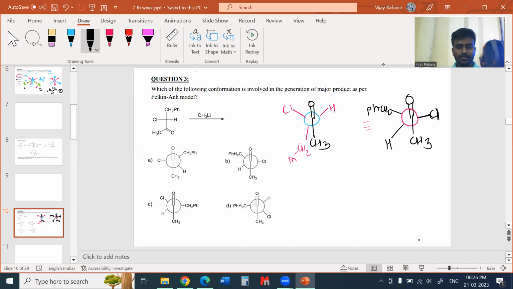So we just check. See here, they have taken this group, but the chlorine is the bulky group, so wrong. In this one also it's wrong. In these two, you need to compare.